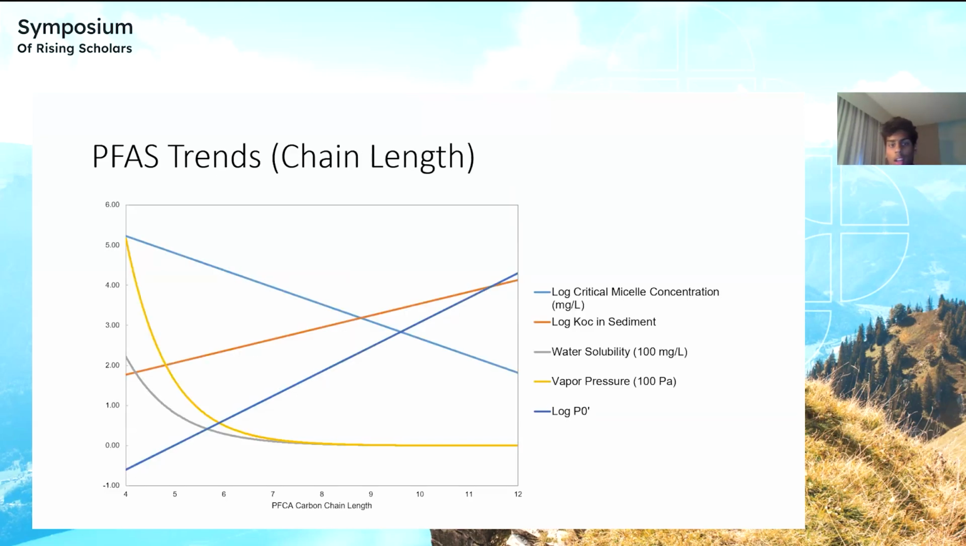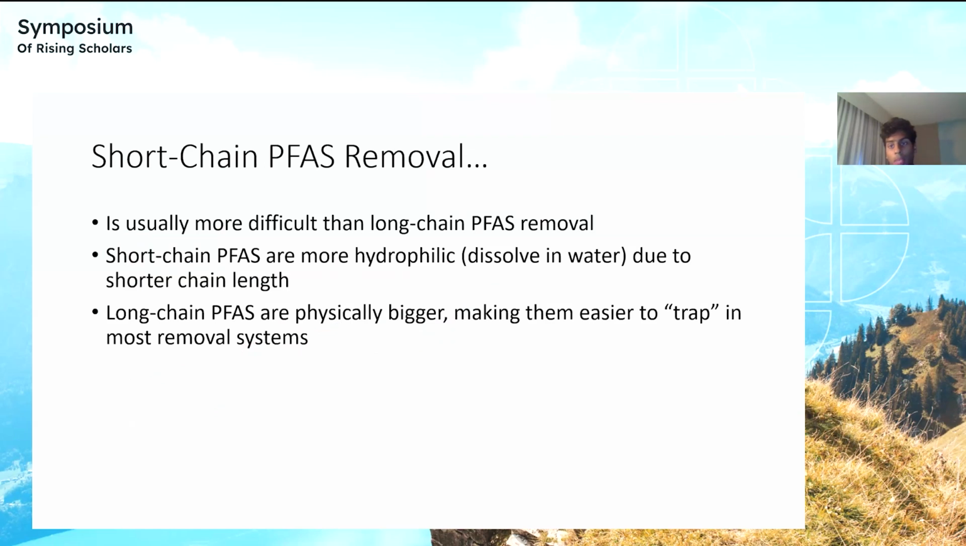And here are some trends. Again, the graph itself is not as important, but it's important to note that as the carbon chain increases in length, the molecule becomes more hydrophobic. And this is important when it comes to removing PFAS from water, because long chain PFAS removal is typically easier than short chain PFAS removal. Short chain PFAS will dissolve in water a lot easier because of their shorter chain length, so it's harder to remove. Long chain PFAS are typically bigger as well, making them easier to trap in a lot of removal systems.